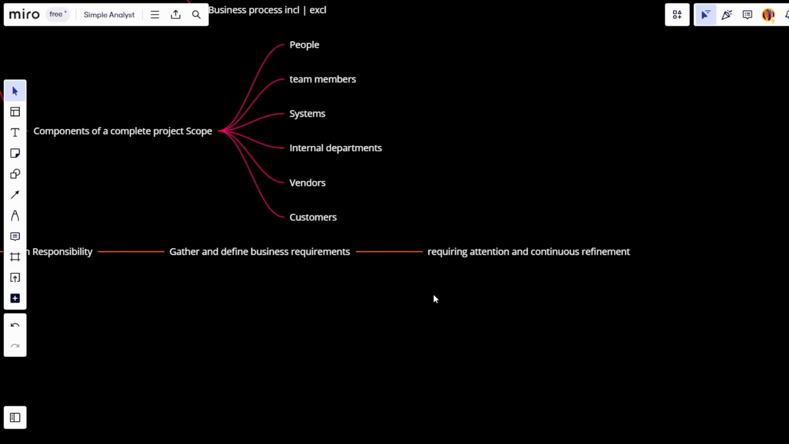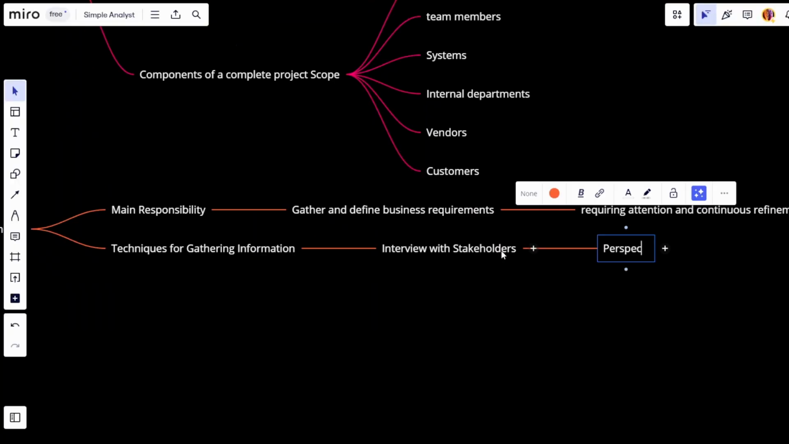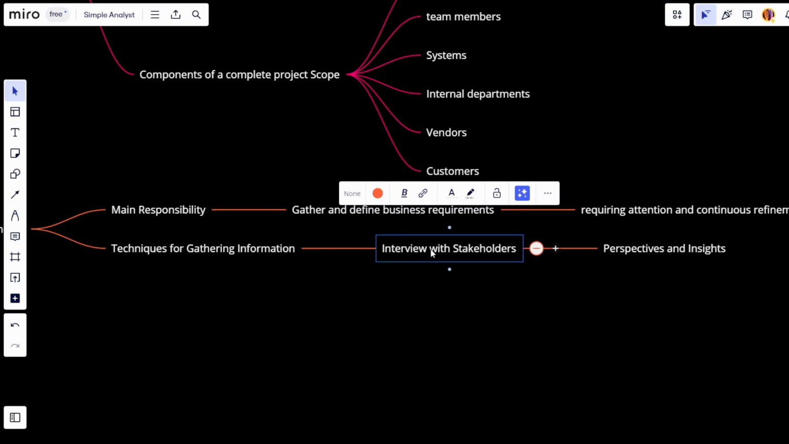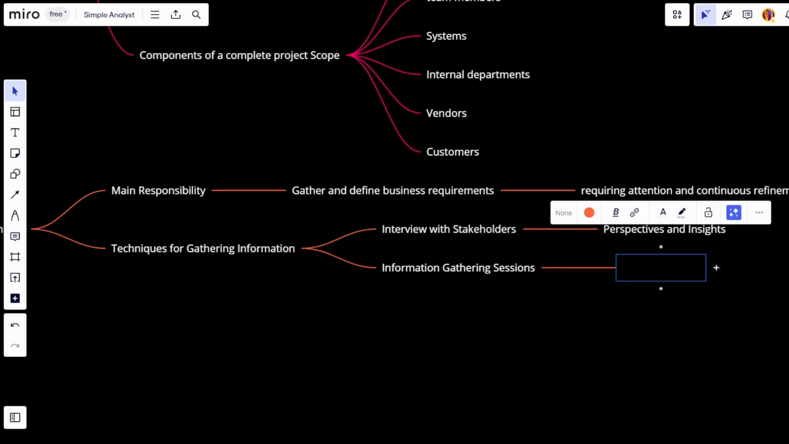It's a crucial role that requires a lot of attention. We're talking about requirements gathering in this case, elicitation, right? It's a crucial role that involves a lot of attention and continuous refinement. To gather the necessary information, there are several techniques that we use to do this. So we conduct interviews with stakeholders to get their perspectives and insights. We facilitate information gathering sessions where everyone can openly discuss their needs and expectations.